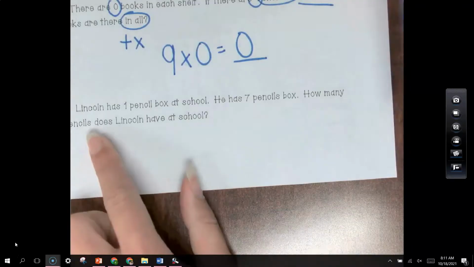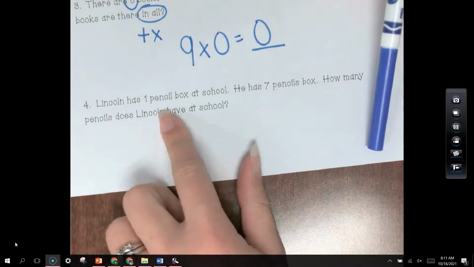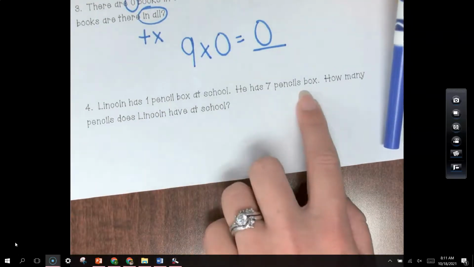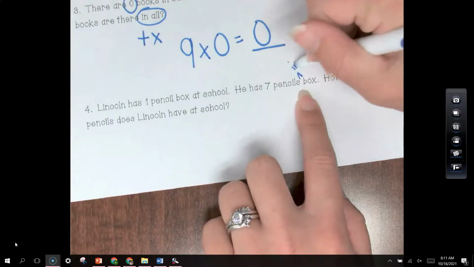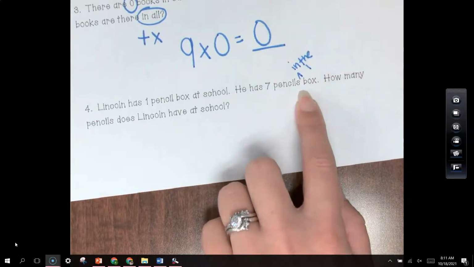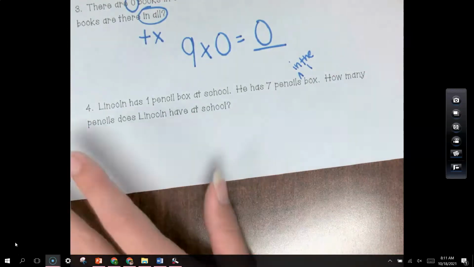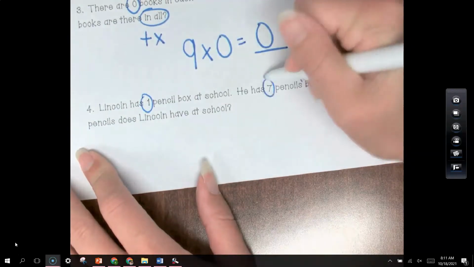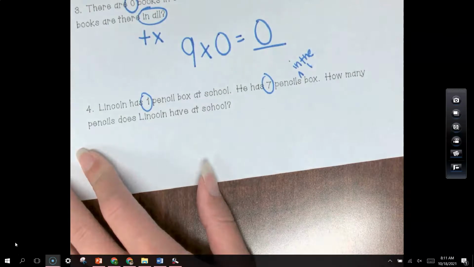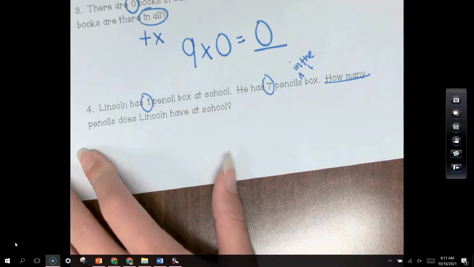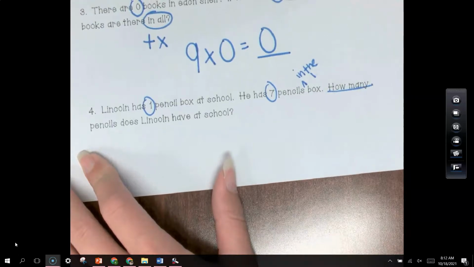Alright, next one. Lincoln has 1 pencil box at school. He has 7 pencils in the box. How many pencils does Lincoln have at school? Okay, well, I see a 1 and I see a 7. So, do you see any keywords? I see how many, but that isn't super helpful. So I must decide, is it add, subtract, multiply, or divide?